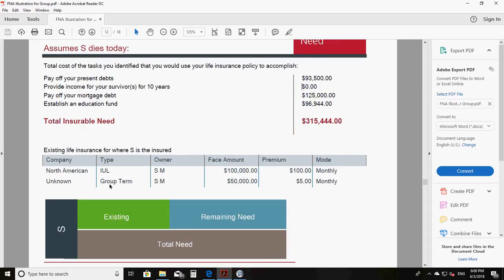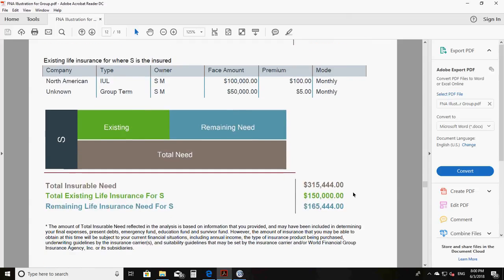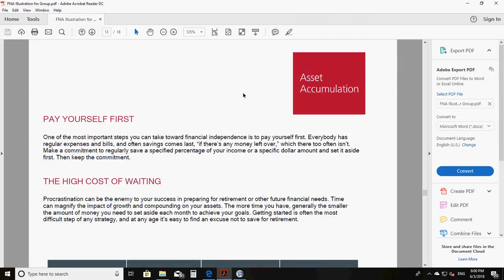Same thing here. She had an IUL at $100,000, a group term for $50,000. So she had a gross insurable need of $315,000, enforced life insurance of $150,000. So she has a net remaining life insurance need on a death benefit basis of $165,000 and change. So now what you're going to be able to do is go to this next page.